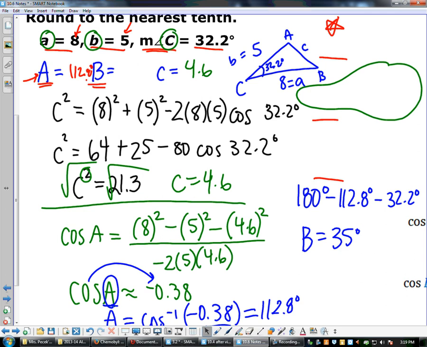So again, we've solved this triangle by finding every angle measure in the triangle along with every side length. So we have 6 pieces of information total.